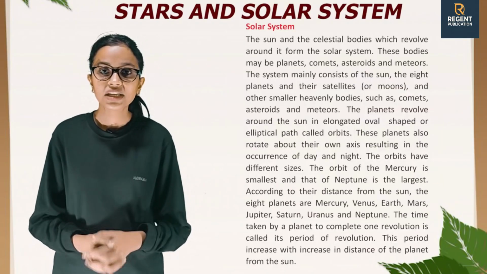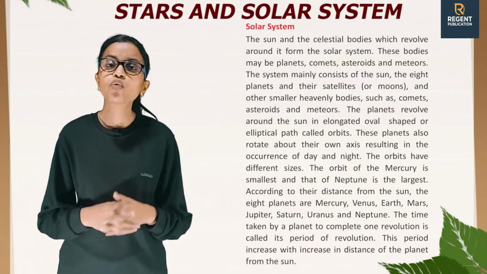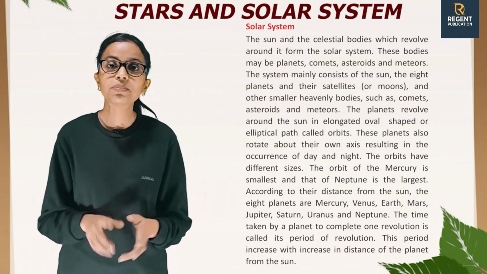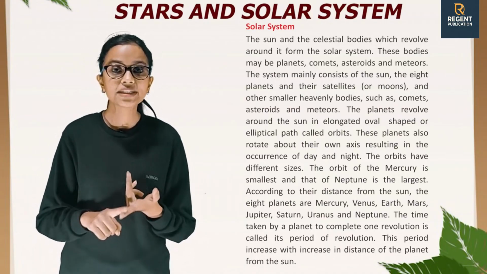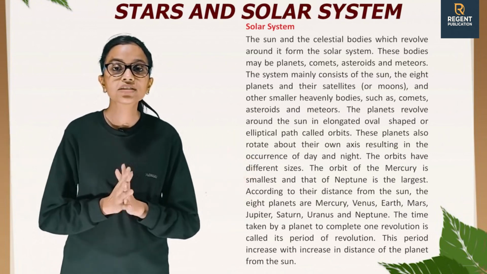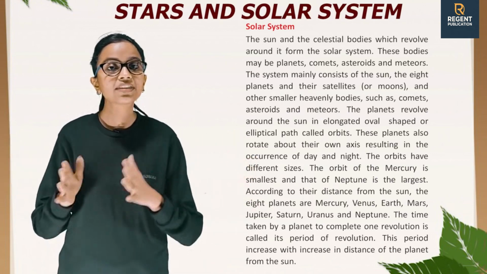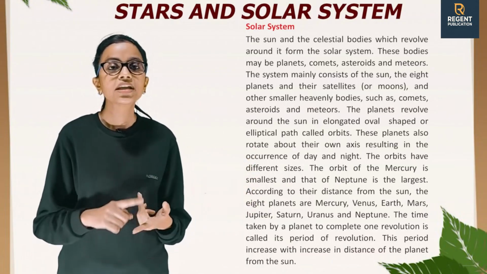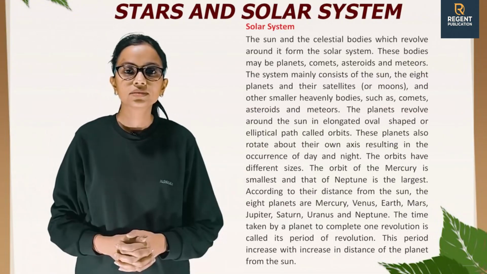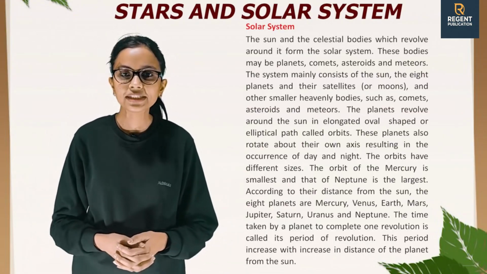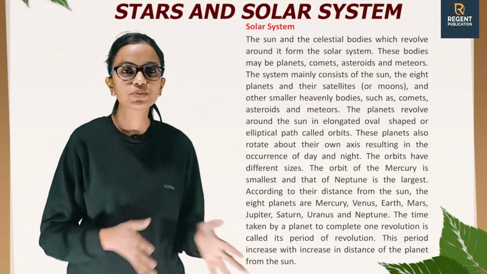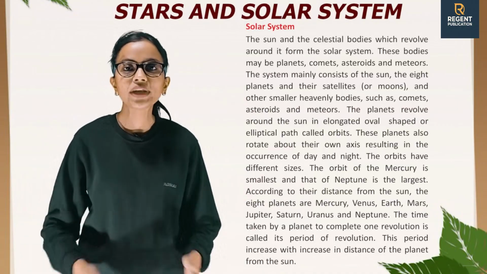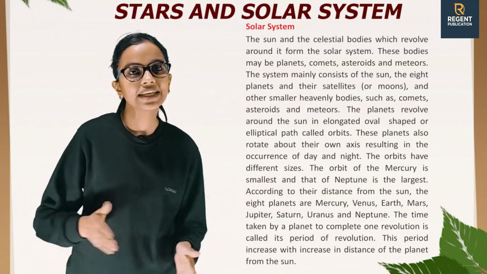Solar system. The sun and the celestial bodies which revolve around it form the solar system. These bodies may be planets, comets, asteroids, and meteors. The system mainly consists of the sun, the 8 planets and their satellites or moons, and other smaller heavenly bodies such as comets, asteroids, meteors. The planets revolve around the sun in elongated oval-shaped or elliptical paths called orbits. These planets also rotate about their own axis, resulting in the occurrence of day and night.